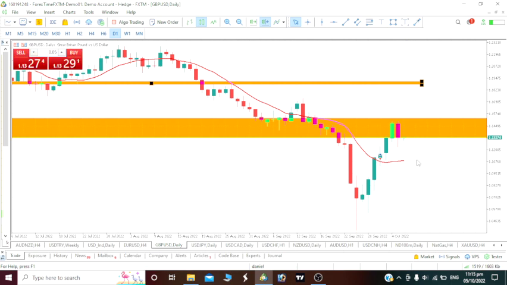Once it is above the 10-period moving average, we are to go long. But if it is below, then we are to short it. But since it is above it, then we should look to go long on our GBPUSD. That is the first reason. Now take a look at the second reason.